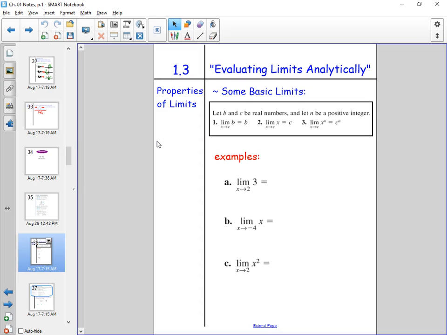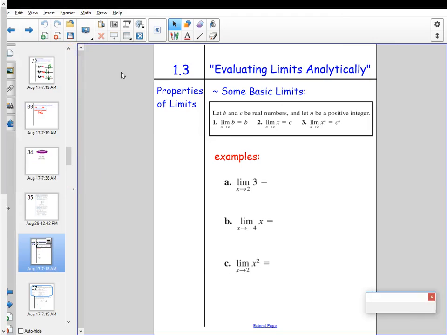Okay. You guys will like this section because these are the limits that are fun. Yeah. This is where 0 over 0 keep going comes in.